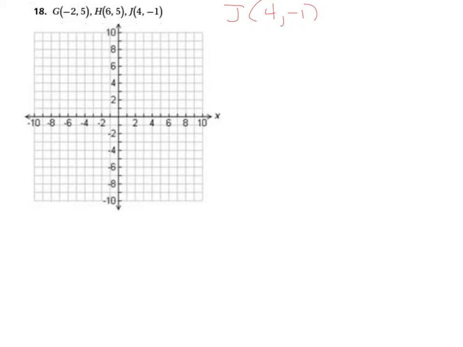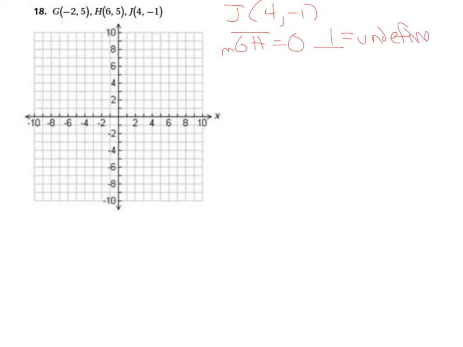Step 3 is to find the slope of the line opposite of point J. So the line is GH. The slope of GH is 0. So the perpendicular slope of that is undefined.